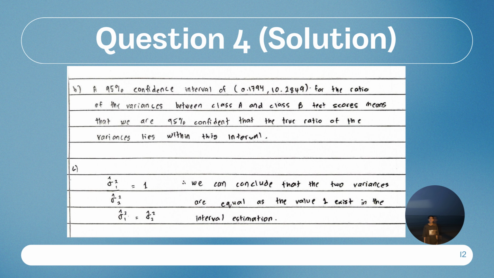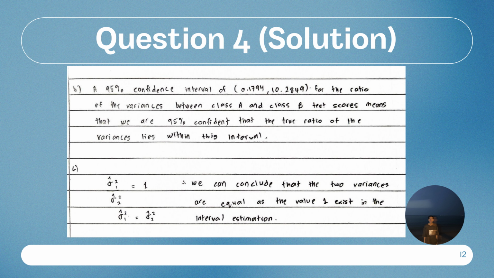Question 4b. A 95% confidence interval of 0.1794 and 10.2849 for the ratio of the variances between class A and class B test score means that we are 95% confident that the true ratio of the variances lies within this interval. Question 4c. Variance hat 1 over variance hat 2 equals 1, which means that variance hat 1 is equal to variance hat 2.